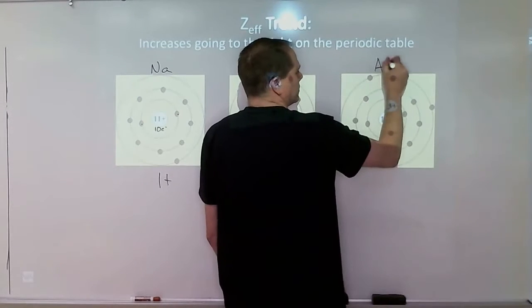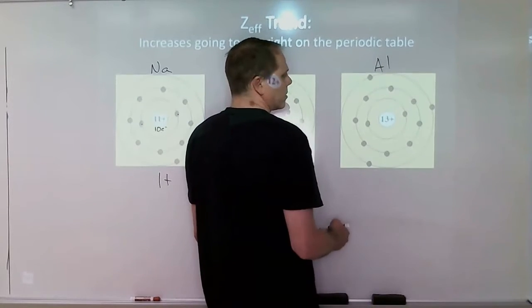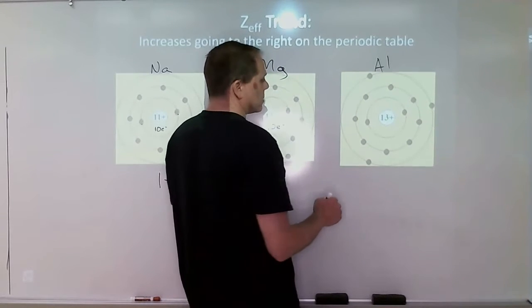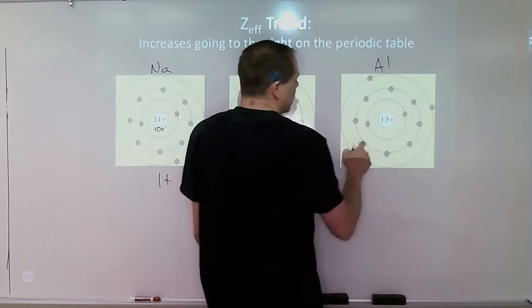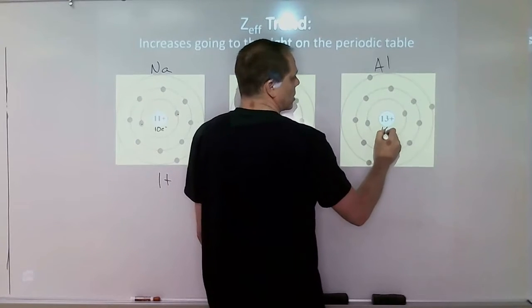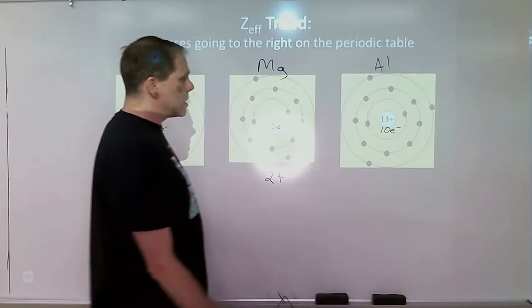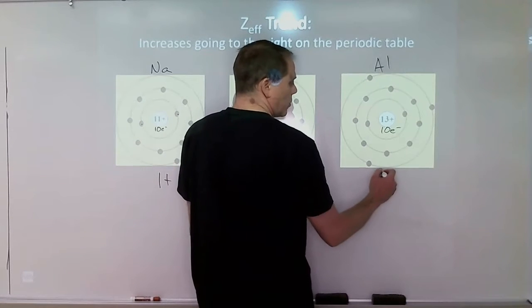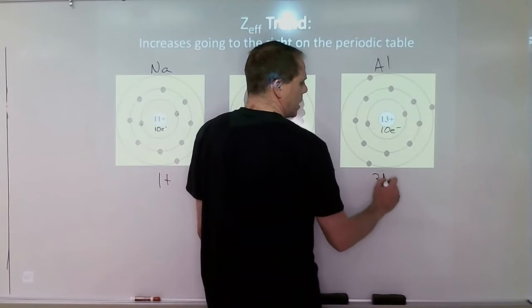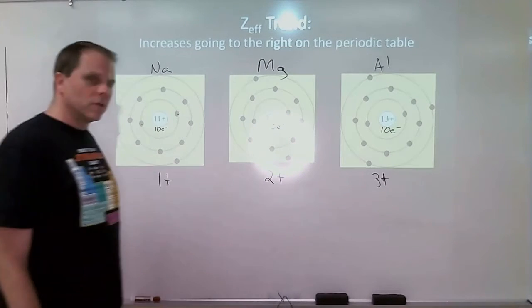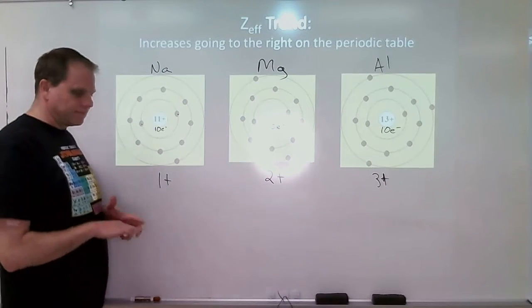Let's look at aluminum. I've got 13 protons, right? Positive charge of 13 in the middle, settle down up there. And I've got 10 core electrons. My number of core electrons is the same. Okay, so if I have that same number of core electrons, now I'm going to have a 3 positive effective nuclear charge. So what's this like?